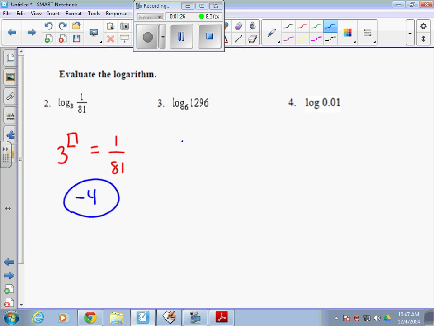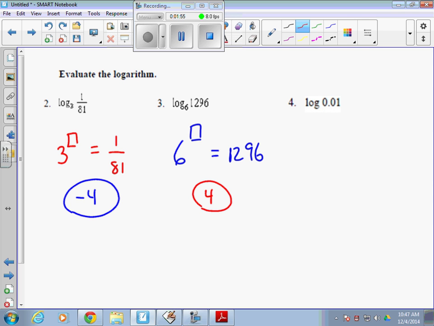This is saying 6, the base, to the what power is equal to 1296. Okay, we're not riding the elevator. It's not changing fractions or anything this time. So now you're just saying 6 to what power? To the second power is 36. When you get to the fourth power, it's 1296. So 6 to the fourth power is 1296.